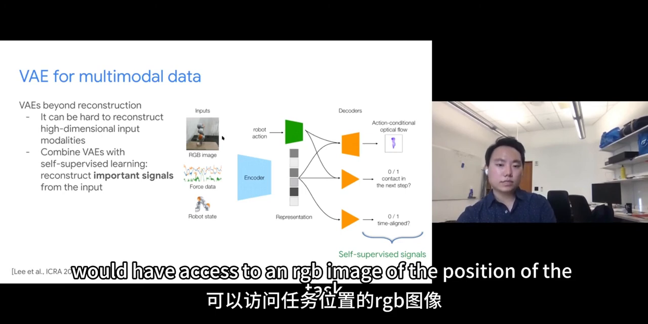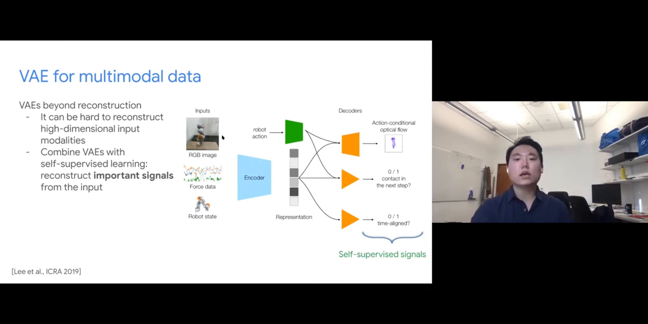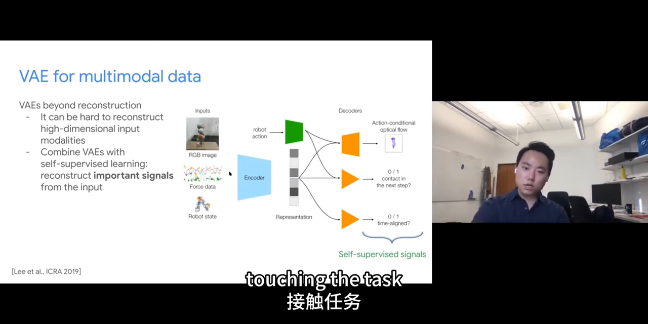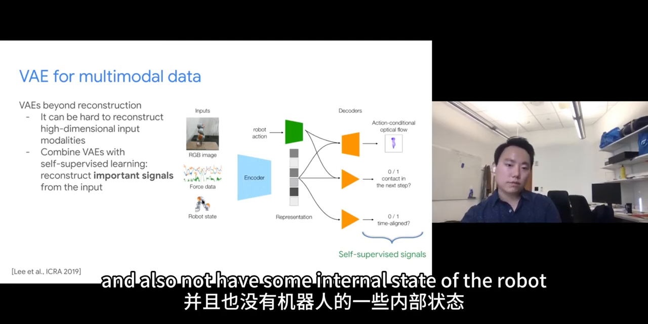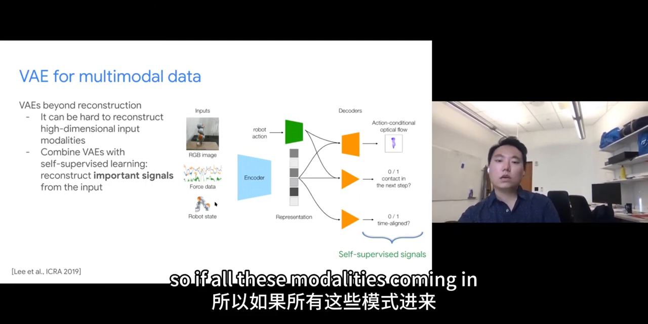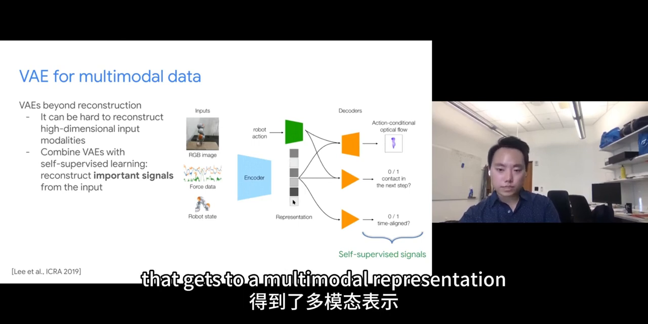So this robot would have access to an RGB image of the position of the task. It will also have force data as measured by the robot touching the task and measuring the force exerted on the table, and also have some internal state of the robot that is constantly being updated. So you have all these modalities coming in. You want to learn an encoder that gets you a multimodal representation.